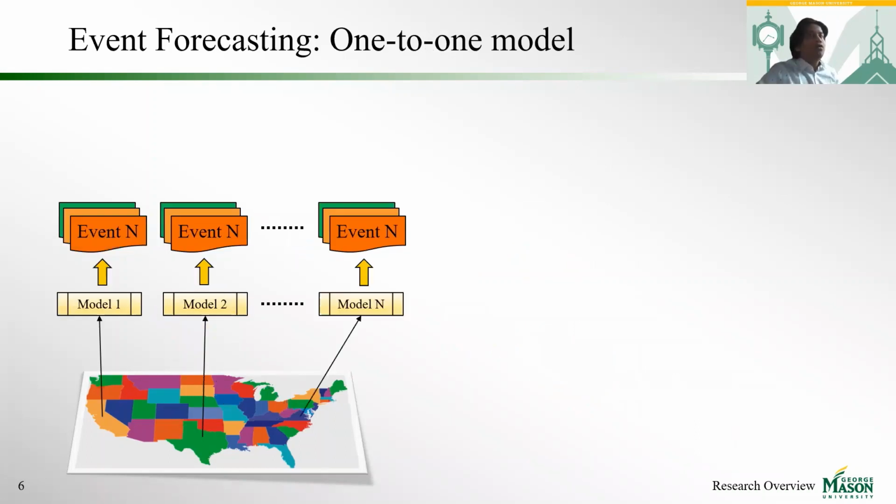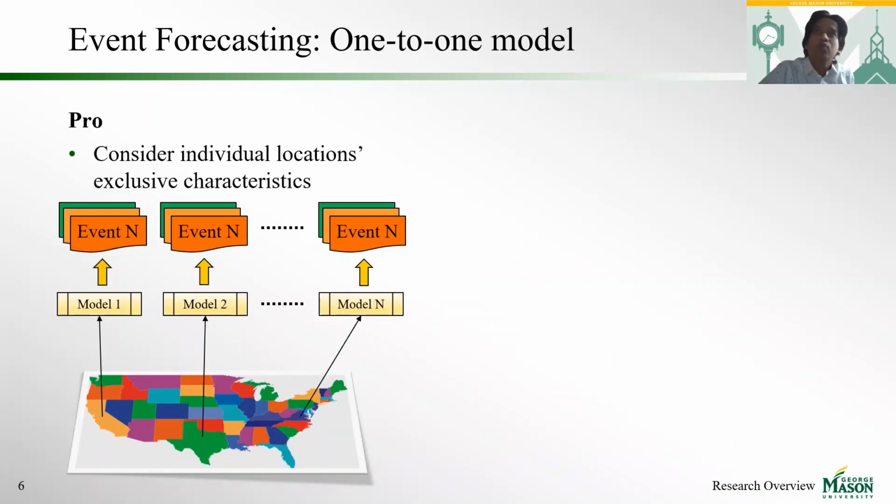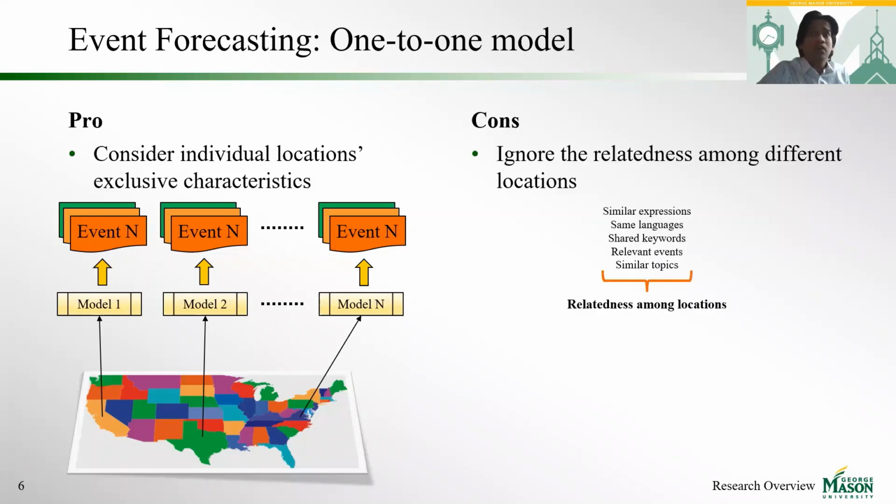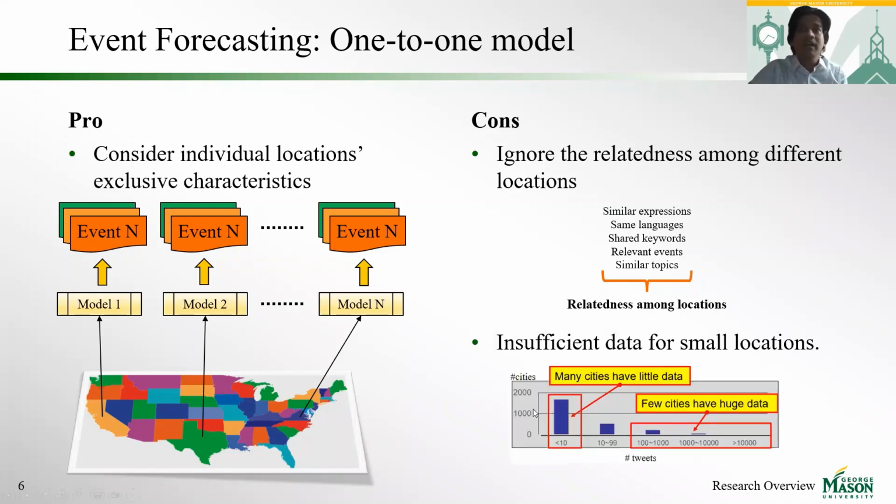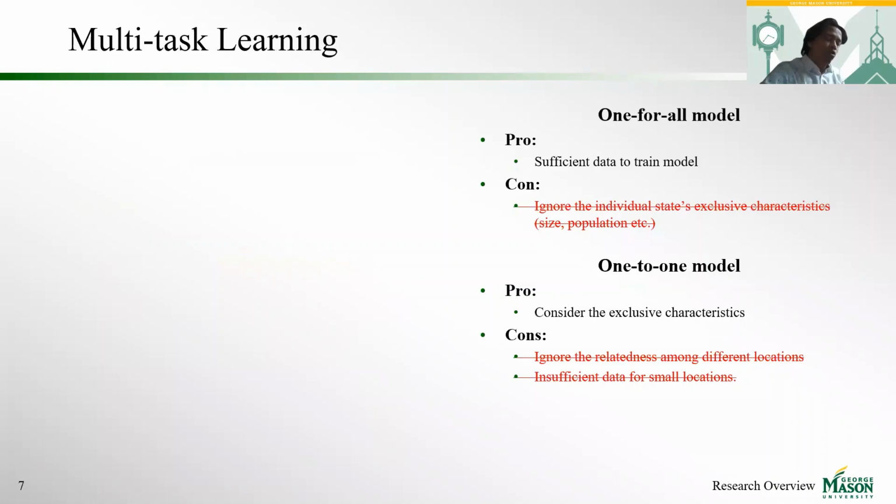Then we can think, okay, how about we use a one-to-one model? Of course, it has the pro that it will consider individual locations' exclusive characteristics. But it comes with the con that it ignores the relatedness among different locations. Some locations may share similar expressions, same languages, shared keywords, relevant events, similar topics, right? Also, there is insufficient data for small locations. If you look at Twitter, you will see there are very few cities that tweet a lot, but most cities tweet a very small amount, right? So we see both pros and cons of the one-for-all model and the one-to-one model.